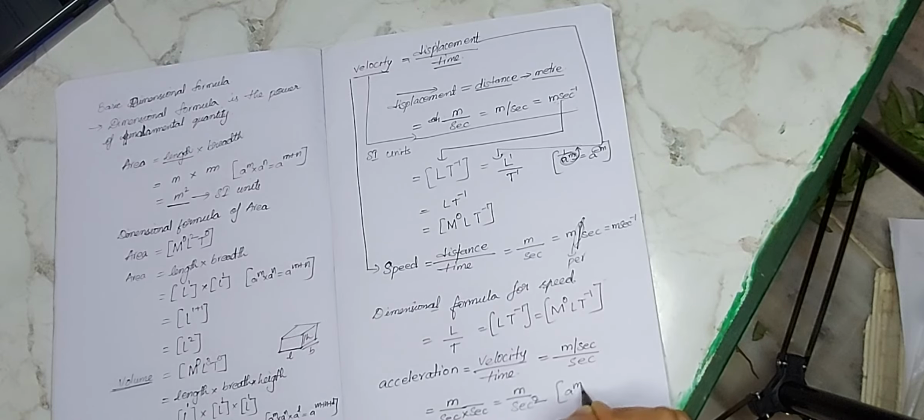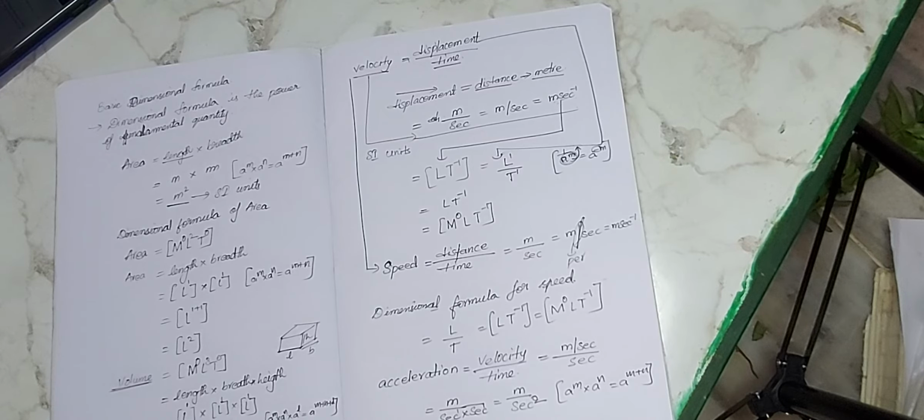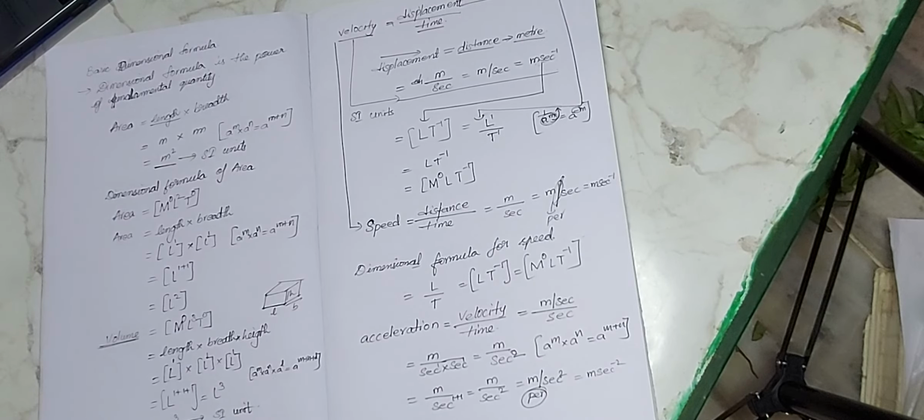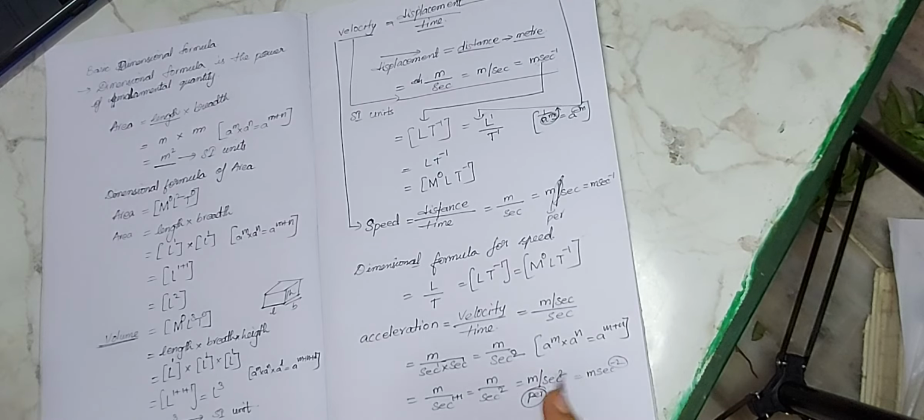Again it is in the form of a power m into a power n, which equals a power m plus n. Then it is meter per second square. Why? Because it is actually 1 plus 1 in the denominator, m by second square. Meter per second square we have to call it, for reading purposes. And coming to this, I can also write meter second power -2. As it is wearing a cap, when it moves from the denominator to the numerator, it has to wear a cap called minus. Don't forget that.